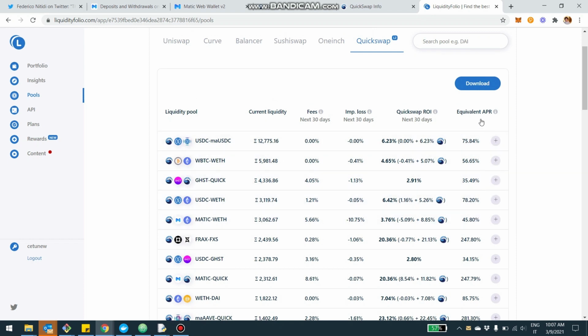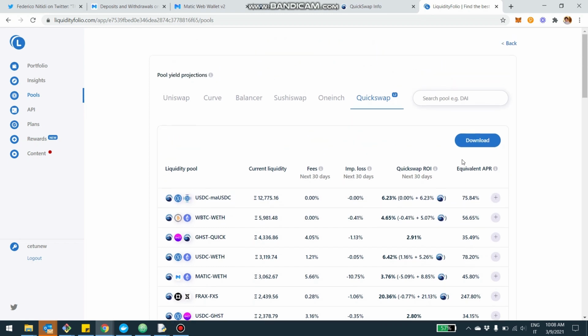And as usual, this APR is given by two components: the fees and the liquidity mining. Liquidity mining, in the case of Quickswap, is given with their governance token, which is called Quick. For example, for the BTC Ethereum pool, there is almost 0% in terms of fees and a slight projected impermanent loss of 0.41%. But then there's more than 5% on a monthly basis of liquidity mining in Quick, which gives us 4.65% per month, which annualized is about 56% APY per year.